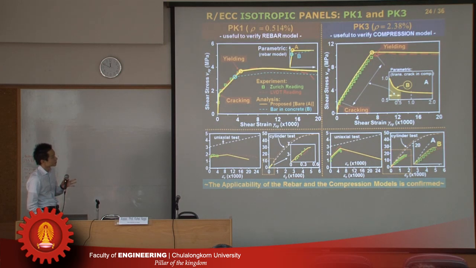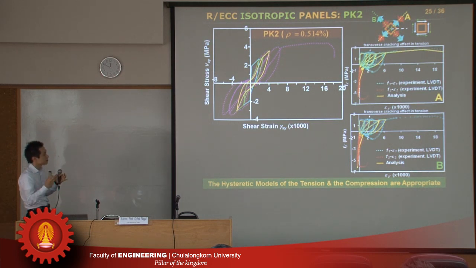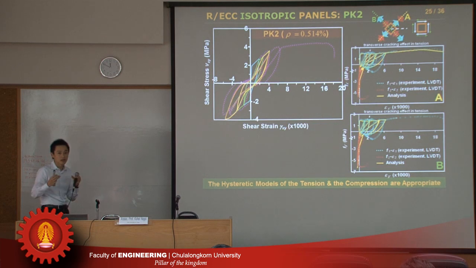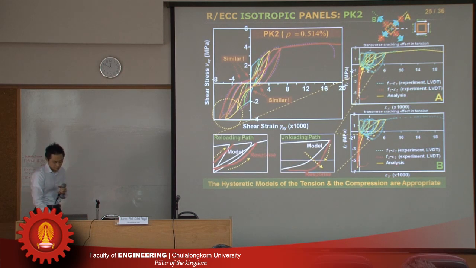Of PK3 means a different specimen. But anyway, they show well. And also cyclic one. This purple line is an experiment. A cyclic shear test was conducted. And yes, this colored moving line is a numerical simulation result. So under shear cyclic loading, we could simulate the macroscopic behavior well.